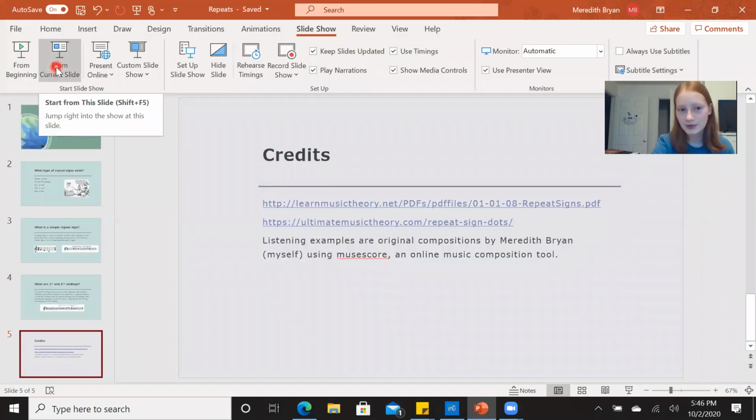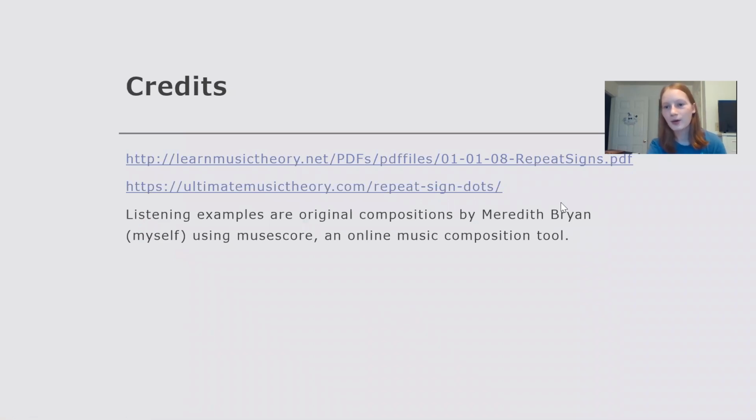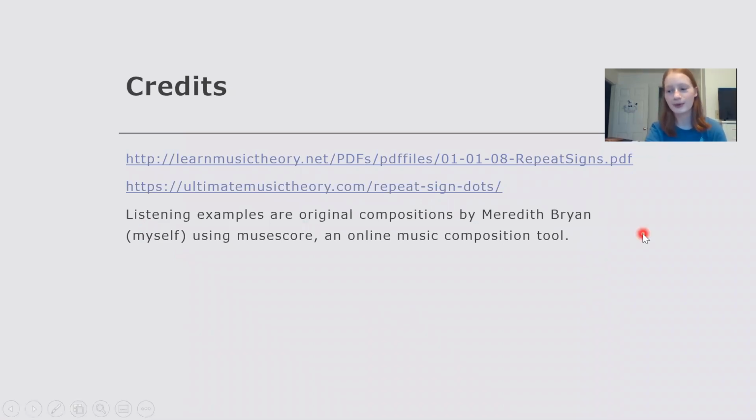And that's the end of our music theory lesson today. I hope that you've enjoyed learning about repeat signs and first and second endings. And next time we're going to learn about DS al fine, DS al coda, and DC al fine.